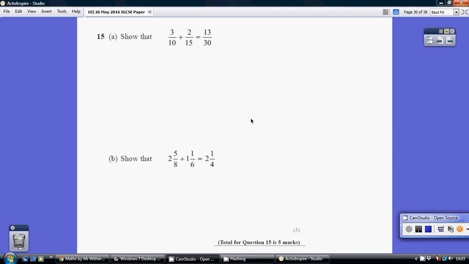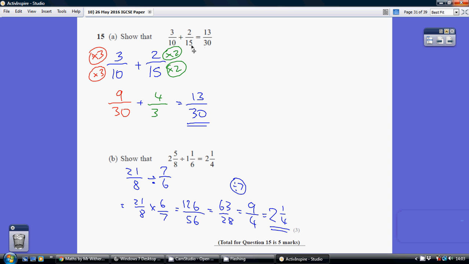Question 15. So we need to show this. We can't just pop it into our calculator and get the answer 13 over 30. We've got to show that this is the case. So how do we add fractions? We need to have a common denominator. We need to have the same number on the bottom.